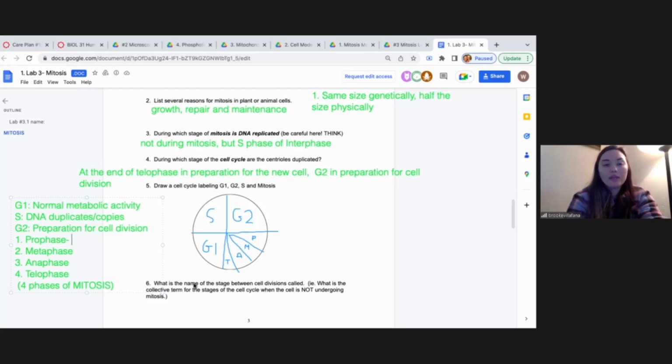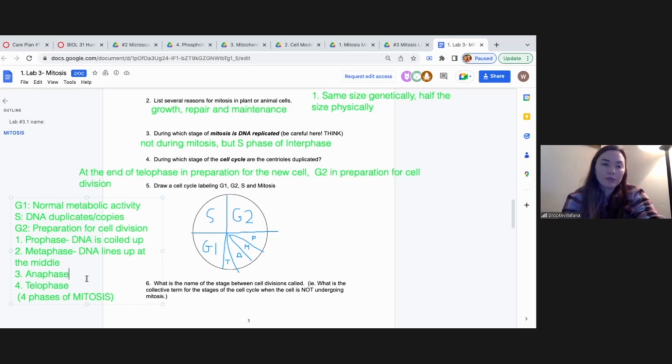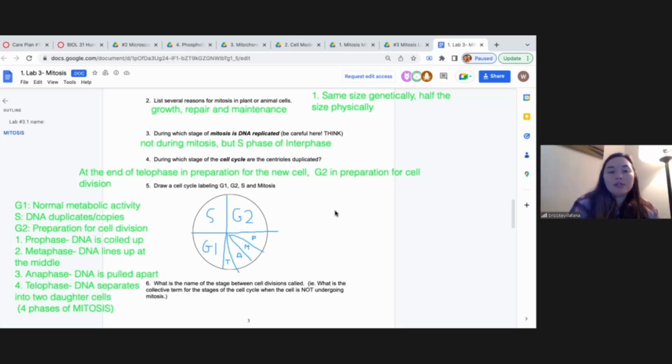So prophase, I'll try to give the simplest definition. Basically, the DNA is coiled up, and then in metaphase DNA lines up at the middle of the cell. So you can think metaphase, middle. Anaphase, DNA is pulled apart. And then telophase, DNA separates into 2 daughter cells. So that's the simplest way to do that.